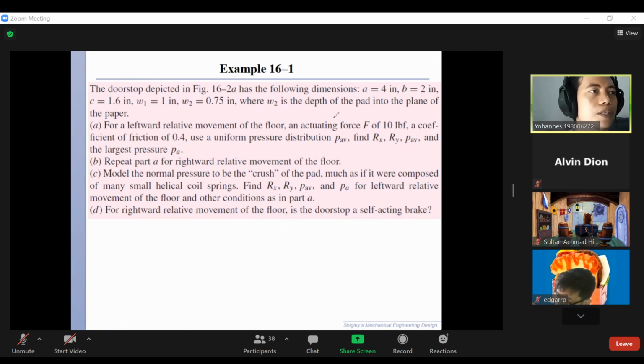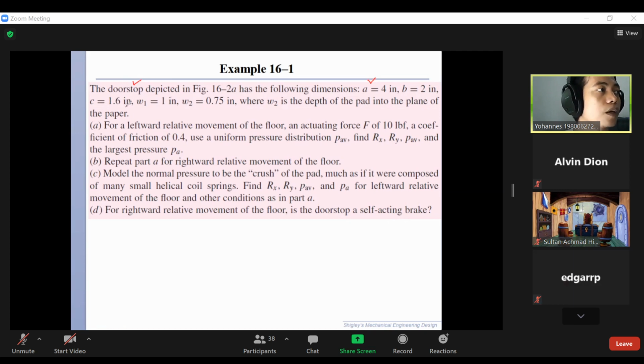Okay, so for example, here we have a doorstop, just like shown before, and the dimensions are already known. I mean the geometry of the doorstop, the arm is 4 inch, and B, the horizontal arm, is 2 inch, and the distance from the beginning part of the doorstop, the brake pad, to the point A is 1 point something inch. We have the dimension of the brake pad defined here.